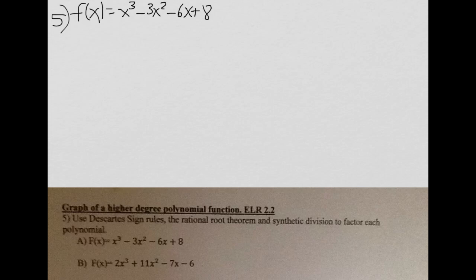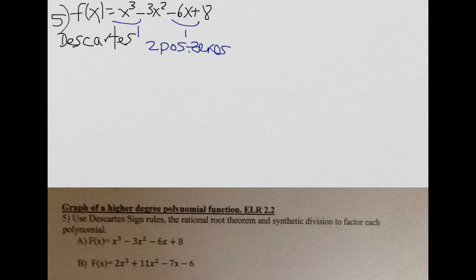Okay, let's first figure out Descartes' sign rule. So Descartes' sign rule says that I'm looking for the change in the signs, and then for the negative, I'm going to replace it with negative x. So let's first just take a look at the changes for the positive. I see one change here, nothing here, another change here. So this has a total of 2 positive possible zeros.